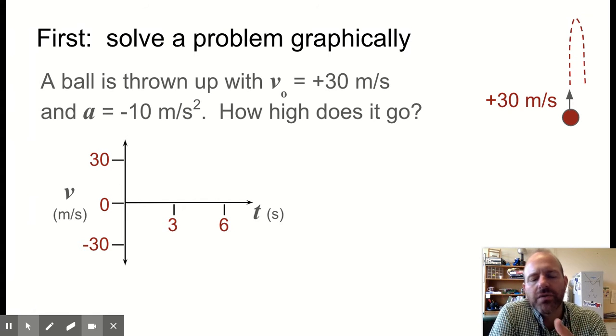If you imagine throwing a ball up in the air and it falling back down, it's given an initial velocity of 30 meters per second up and an acceleration due to gravity of negative 10 meters per second squared. How high up does it go?